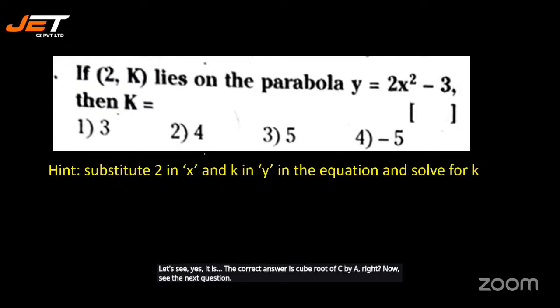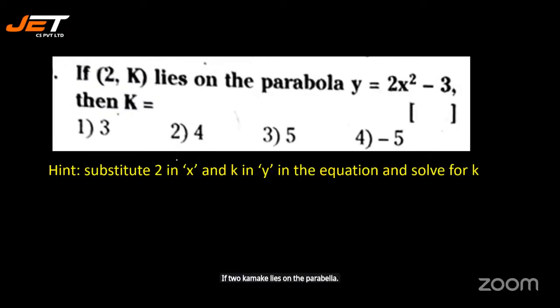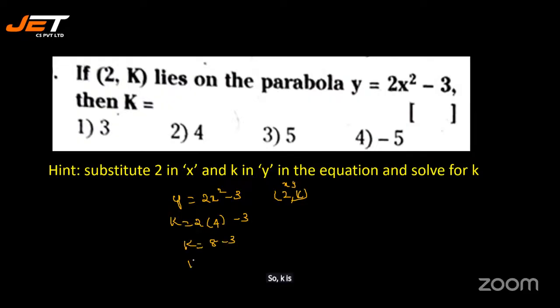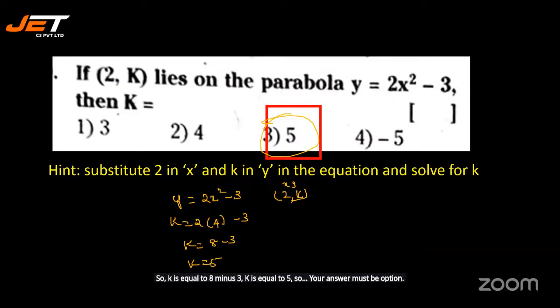If 2 comma k lies on the parabola y is equal to 2x square minus 3, then what is k? Right. So we have y is equal to 2x square minus 3. 2 comma k, this is x, this is y. So k is equal to 2 into x square, which is 4, minus 3. So k is equal to 8 minus 3. K is equal to 5. So your answer must be option 3. Is it clear?